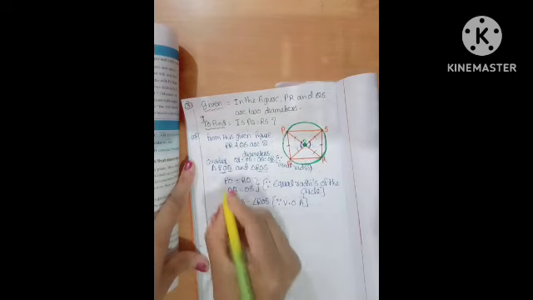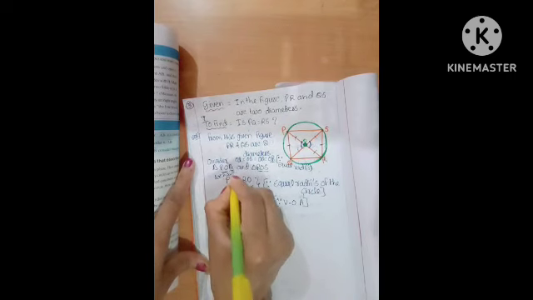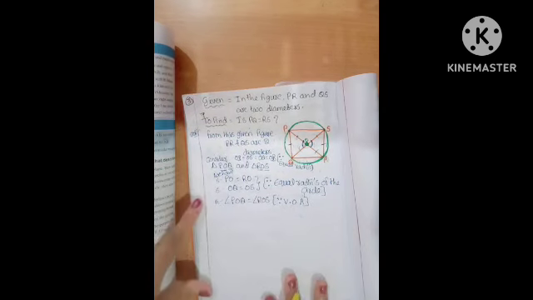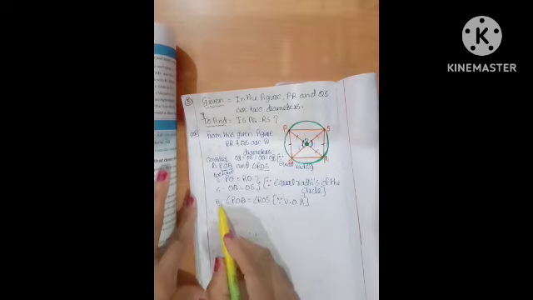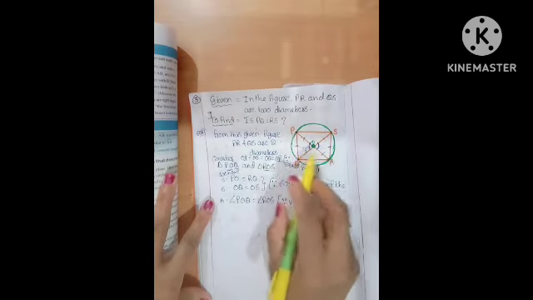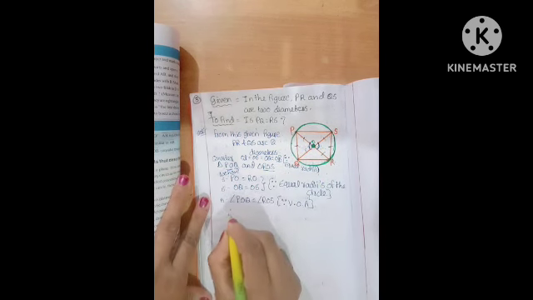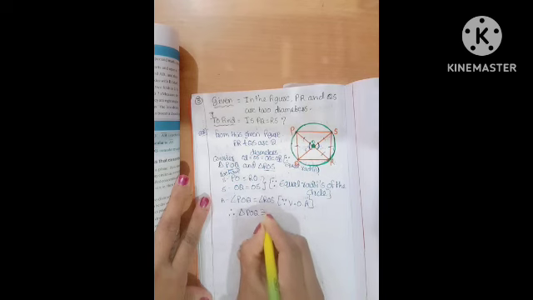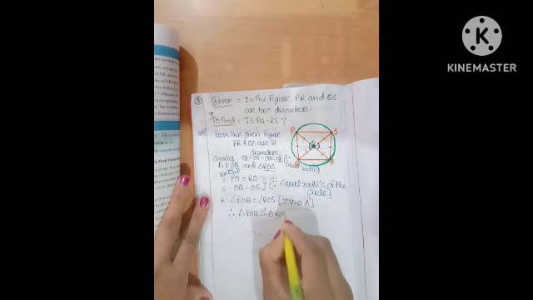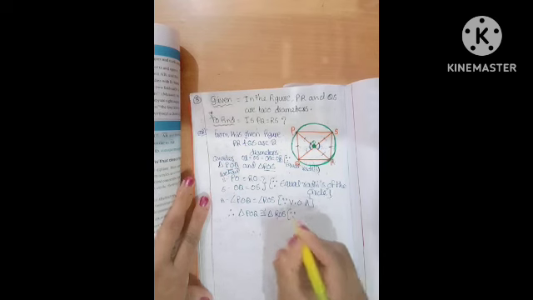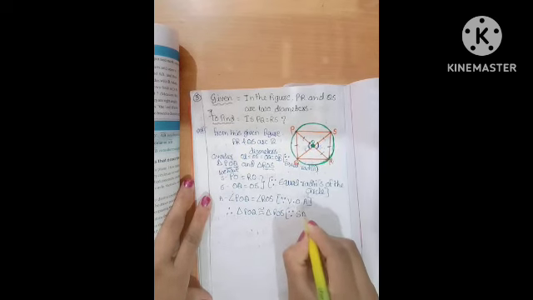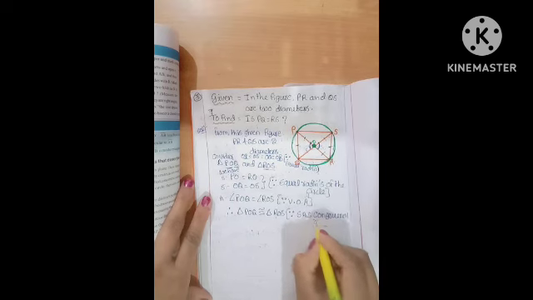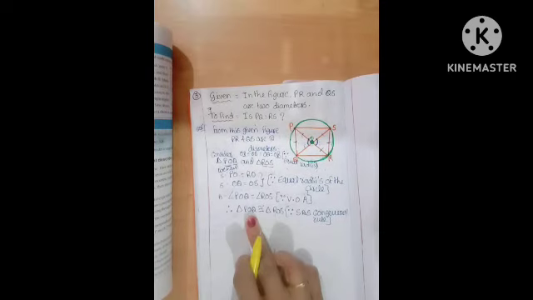So now here we have side, angle, side. According to the SAS congruence rule, these two triangles are congruent. Yes, they are congruent only. So triangle POQ is congruent to triangle ROS. What is the reason? SAS congruence rule.